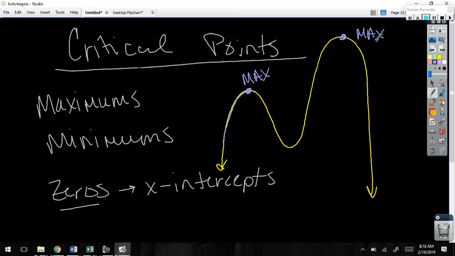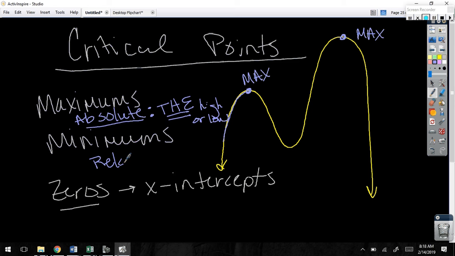But there's two different kinds. There's what we call absolute and relative. So absolute, and this applies to maxes and mins. Absolute is the absolute highest or lowest point on the graph. No other point goes higher or lower than that one. So I always say the high or low point, if it's a minimum.